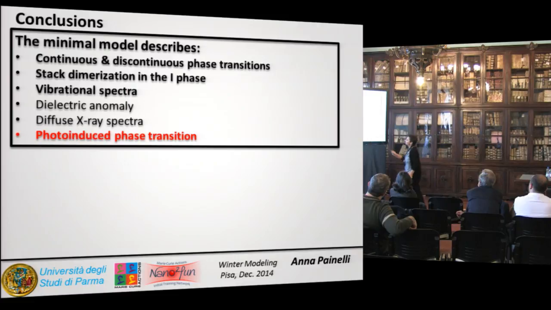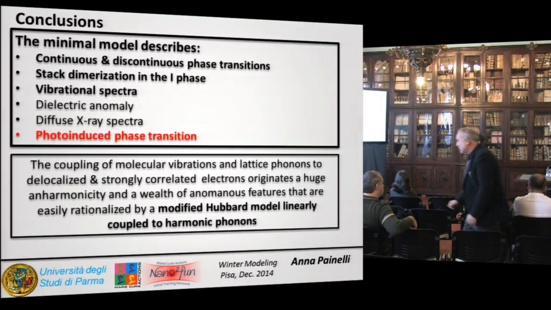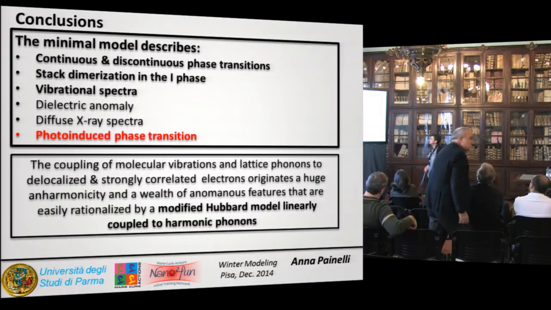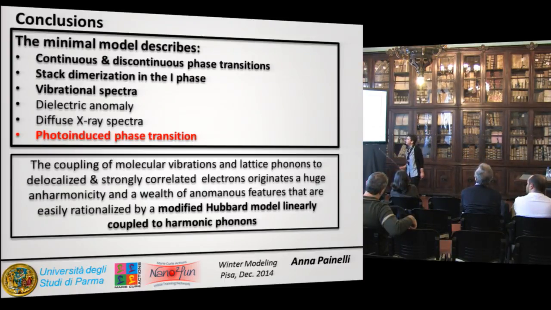I have not touched upon the dielectric anomaly, and I shortly addressed diffuse X-ray scattering, but this is something that the model supports very well and quantitatively. And so the take-home message is that the coupling of molecular vibrations and lattice phonons to delocalized and strongly correlated electrons originates a huge anharmonicity that has to be taken into account when looking at optical spectra, and several anomalous features that include this multi-electron transfer.